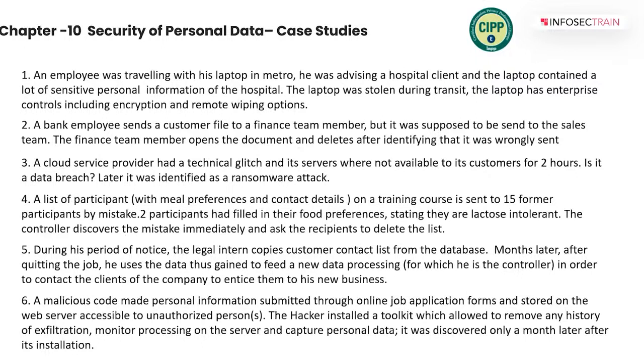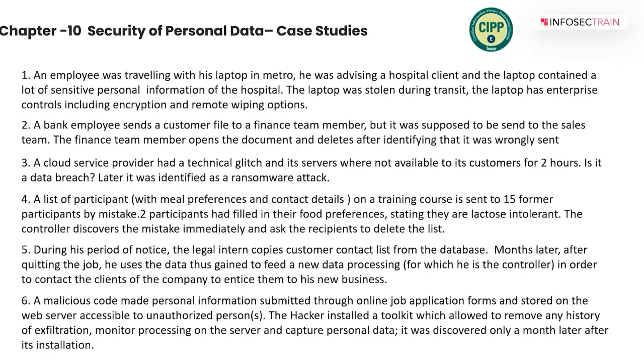A malicious code made from personal information submitted through an online job application form and stored on the web server accessible to unauthorized persons. The hacker installed a toolkit which allowed removing any history of exfiltration, monitoring the processing on the server, and capturing personal data. It was discovered only a month after its installation.